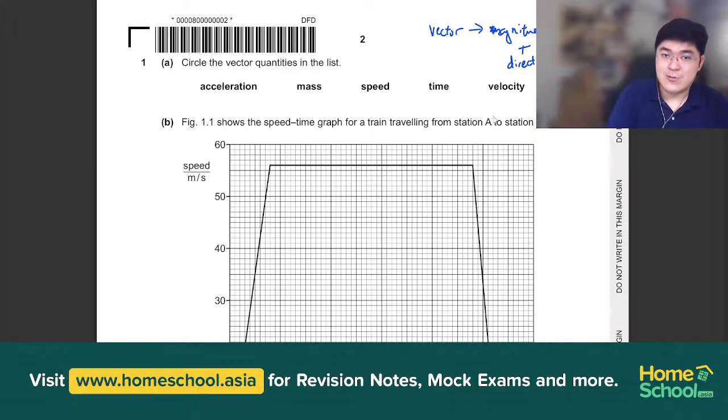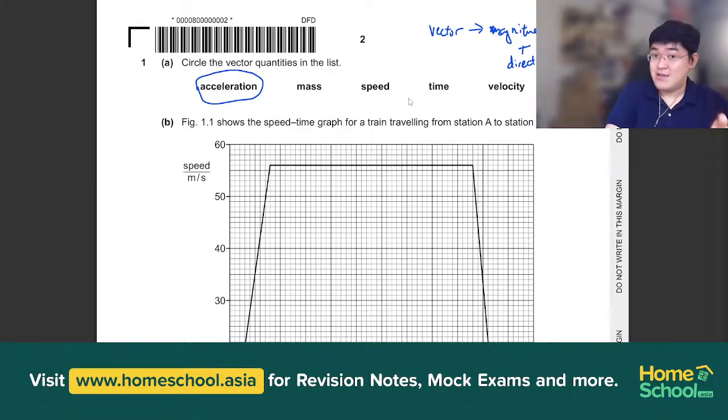Let's take a look at all these quantities here. Firstly, acceleration. Acceleration has a magnitude, of course, and it also has a direction. You accelerate either forward or backwards, don't you? So acceleration is a vector quantity. Now, number 2, mass. Mass is essentially a measure of how much substance is in the body. It's only positive mass, there's no negative mass in our syllabus. So mass is not a vector quantity.